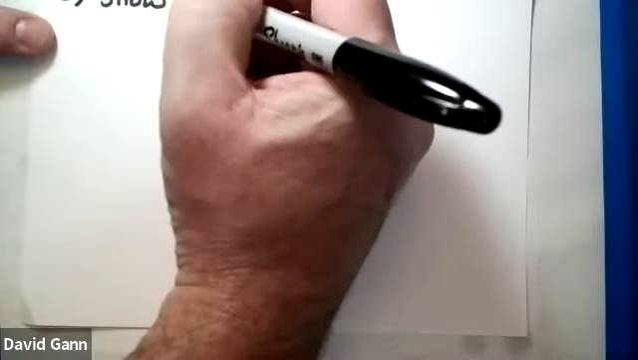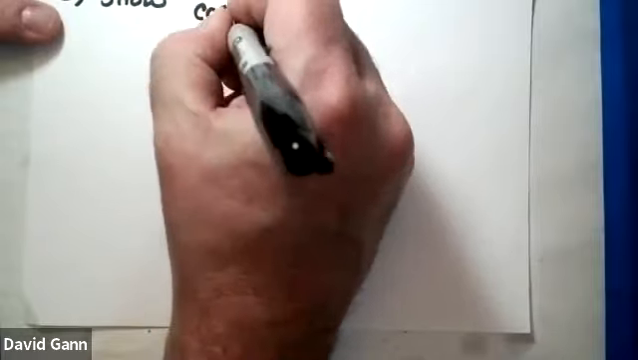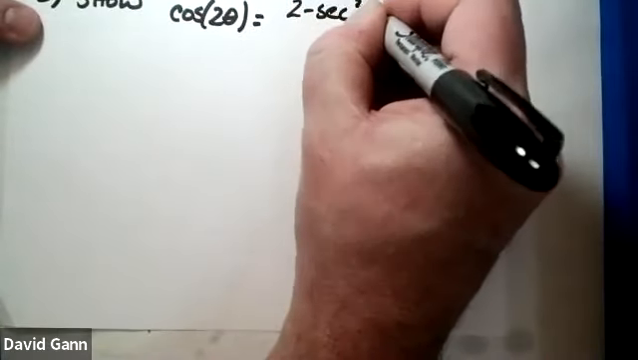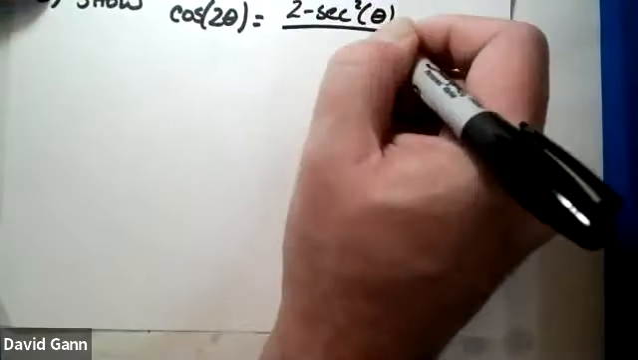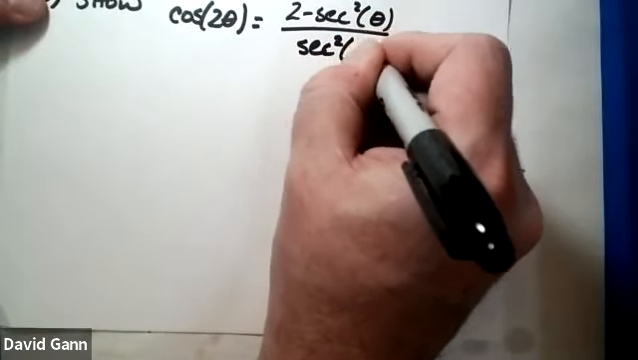Show that cosine of 2 theta is equal to 2 minus secant squared of theta over secant squared of theta.